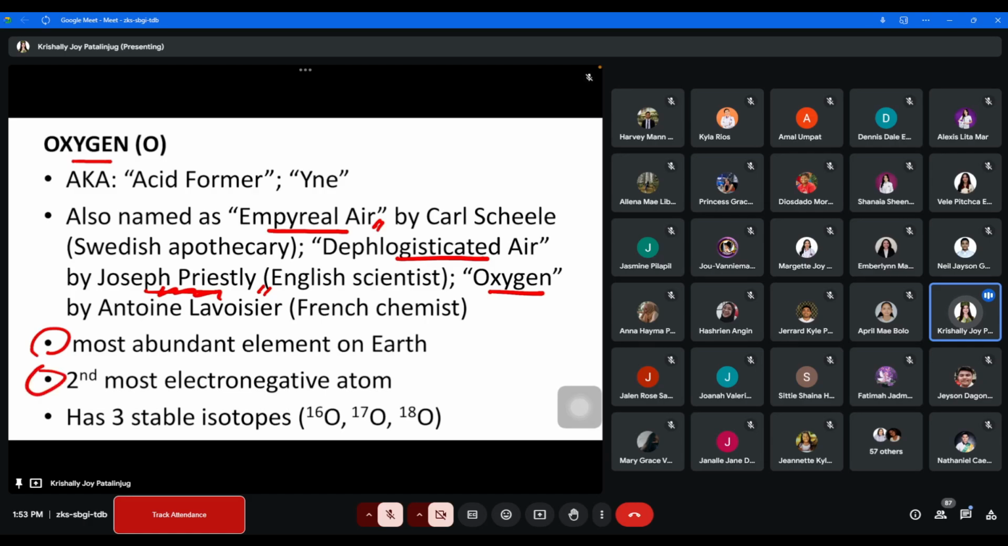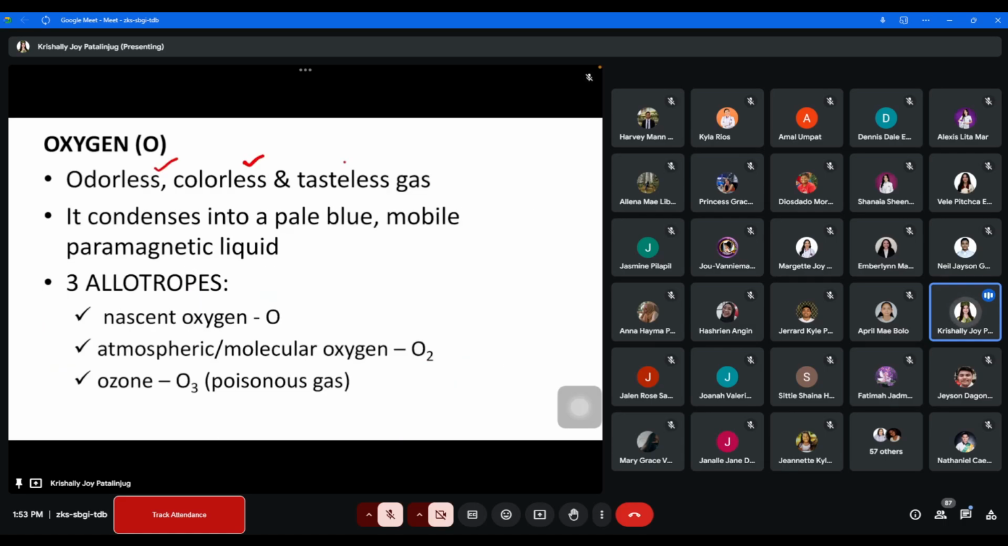So you know this already, yung most abundant element on Earth, it's oxygen. The second most electronegative atom next to fluorine. So after fluorine, diba, si oxygen, and followed by nitrogen. So second most electronegative atom siya, based on electronegativity. And meron siyang 3 stable isotopes with mass numbers of 16, 17, and 18. So additionally, this gas has the following physical characteristics: odorless, colorless, tasteless gas.